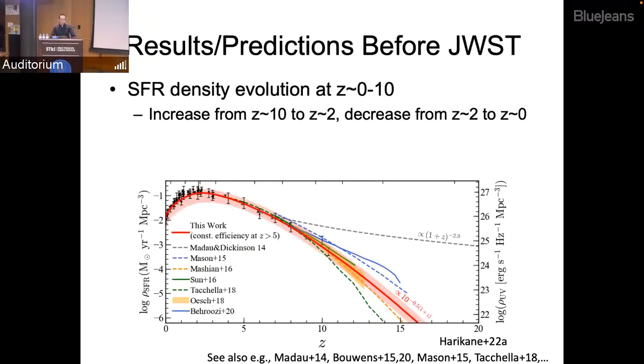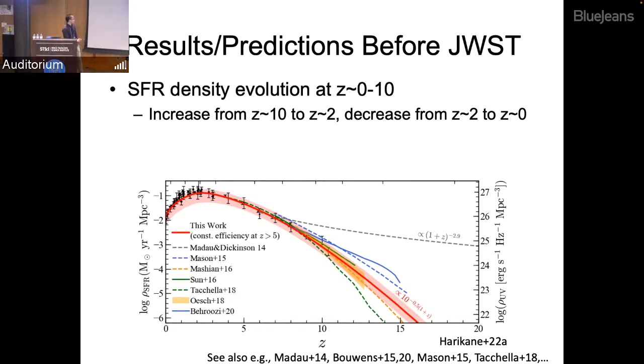One of the most important quantities in galaxy observation is the star formation rate density. This figure shows the star formation rate density as a function of redshift. The axis shows the cosmic average of the star formation rate per cubic comoving volume. These black points show the observations from the Hubble, mainly from HST observations.